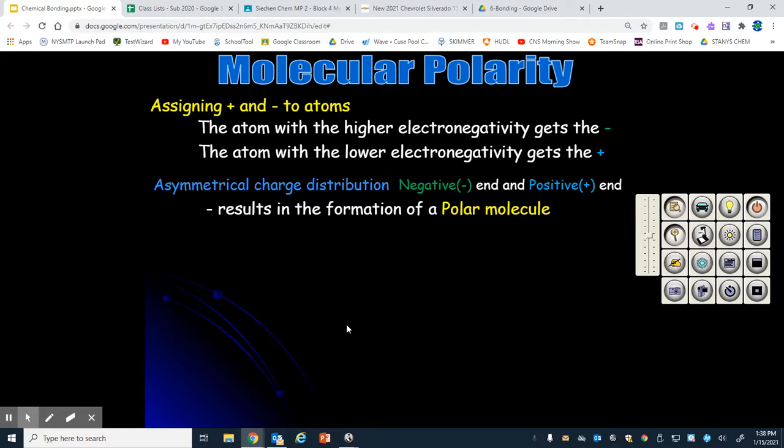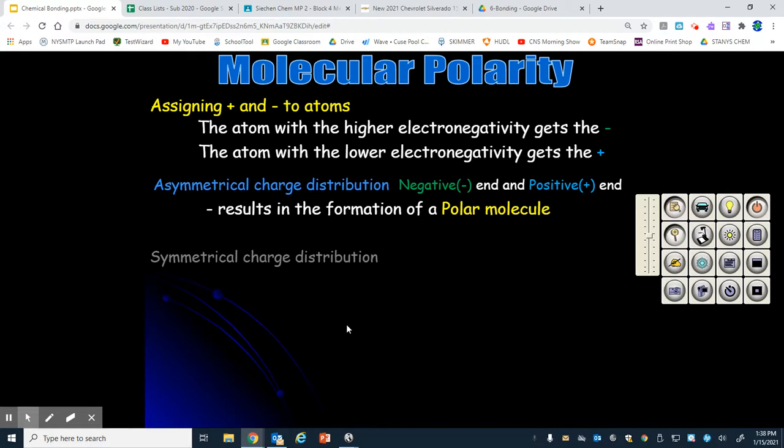But what that asymmetrical charge distribution means is that you're going to form a polar molecule. Polar molecules can only be formed if they have polar bonds. Remember, a polar bond and a polar molecule are not necessarily the same thing.